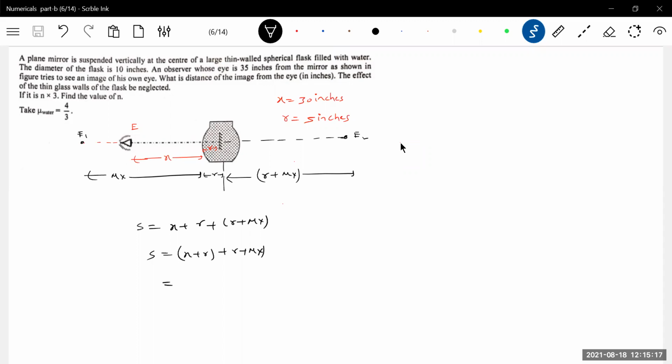Shall we go for further R plus mu x by mu, or only finally this is? You must answer this one. First, actually the rays will go there and undergo refraction. Due to refraction, it will appear at E1, no? Then after refraction, the rays will get reflected. Due to reflection, it will form here.